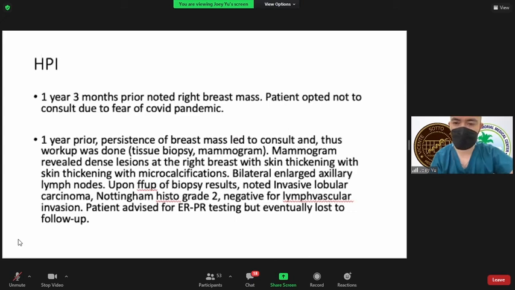They did a tissue biopsy and a mammogram. The mammogram revealed dense lesions at the right breast with skin thickening with microcalcification, and bilateral enlarged axillary lymph nodes. Upon follow-up of the biopsy result, noted invasive lobular carcinoma, Nottingham histologic grade 2, negative for lymphovascular invasion. Patient was advised for ER/PR testing, but eventually lost to follow-up.